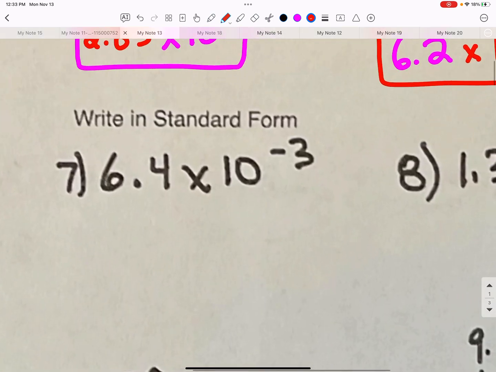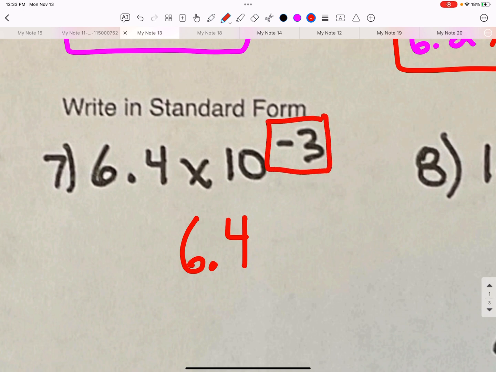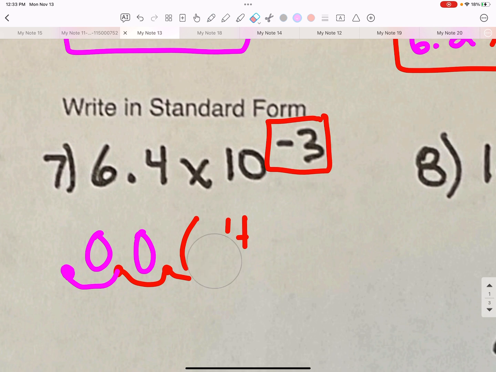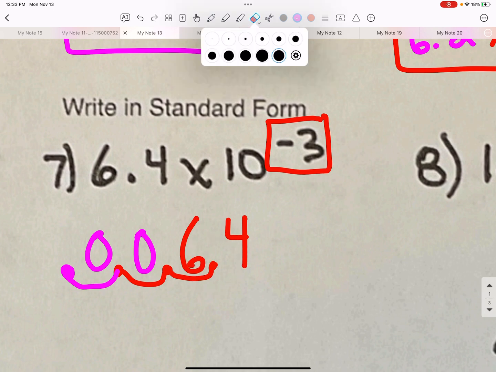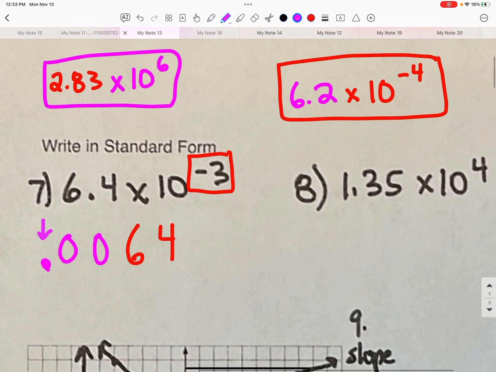So there we go. All right, so for this one, we're going to start at 6.4, and 10 is going to move us backwards 3 jumps. 1, 2, but there's not a number there, so we have to put a number there, and 3. So now the decimal is back there. The decimal jumped back 1, 2, 3 times, and now this is where it lives. So 0.0064. You have to put the point in there. If you forget the decimal, that's just 64. That's not the right number.